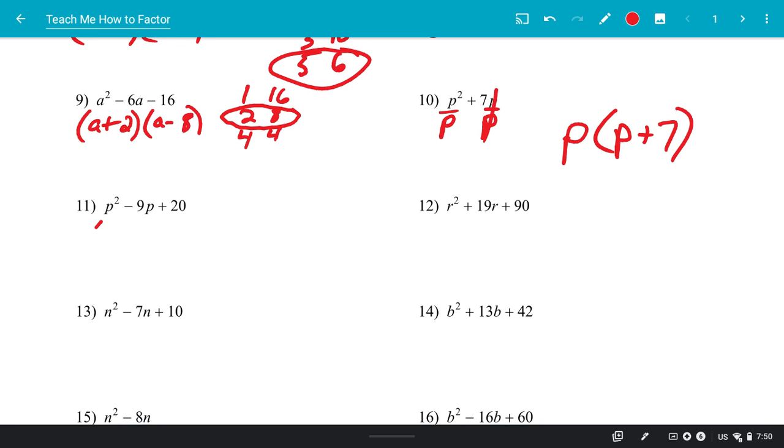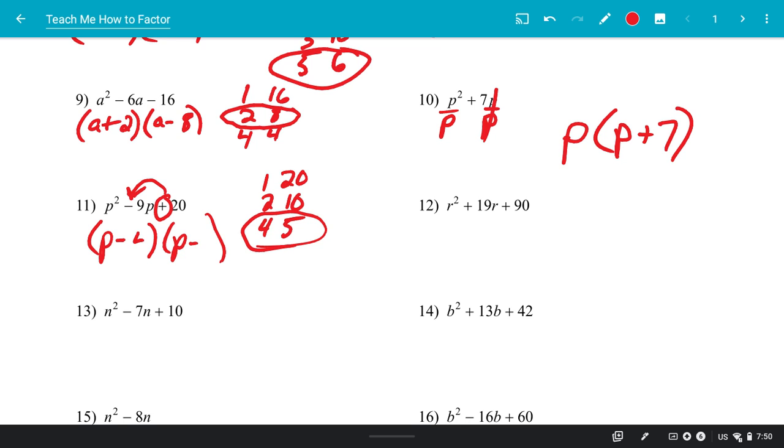Number 11, no GCF, no leading coefficient. Variable in each. Signs are the same, both negative. Factors of 20. 1 and 20. 2 and 10. 4 and 5. Which of those come together to get me a 9? 4 and 5.